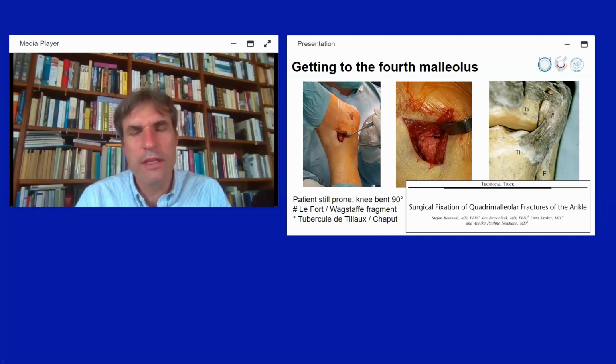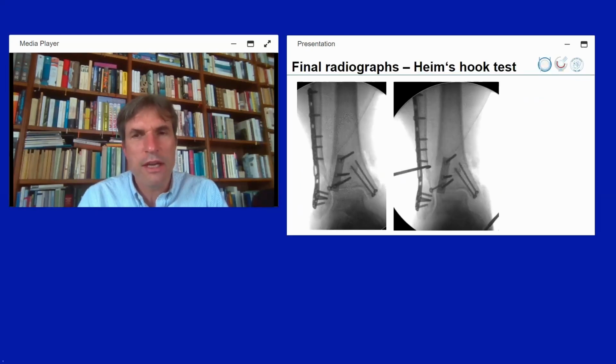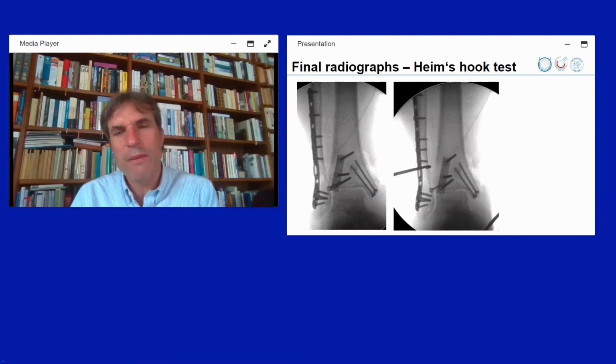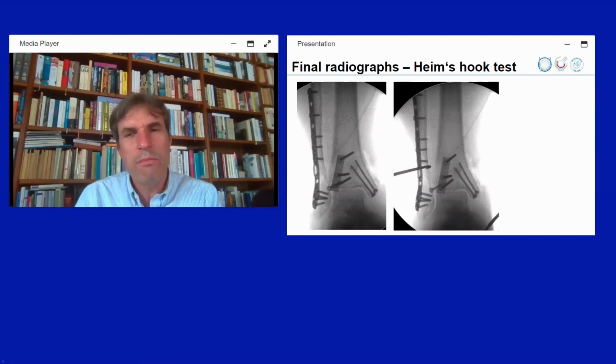And then getting to the 4th malleolus, in those cases, you just add a tiny incision either over the Wagstaff fragment or over the Chapuis fragment, either with the knee bent or just with the foot over a pad. And then you can get there and you can fix it directly, also under direct vision. And then, like with trimalleolar fractures, once you fix bony syndesmotic avulsions bone to bone, the whole syndesmotic construct may be stable.